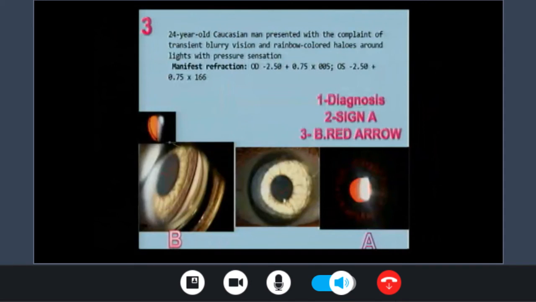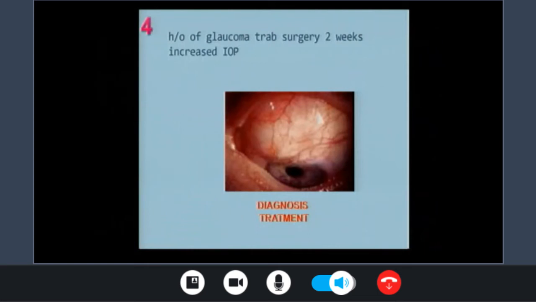السؤال الثالث: what is diagnosis of this case? Myopic patient, Caucasian, 24 years, myopic. الدياجنوزس سهل. ساين A، ساين B، ريد ارو ساين B. سلايد A: what is this sign؟ وسلايد B محطوطة 3 مرات. What do you call this sign؟ وهنشوف مين اللي هيجاوبها. محدش يفتح الموبايل.